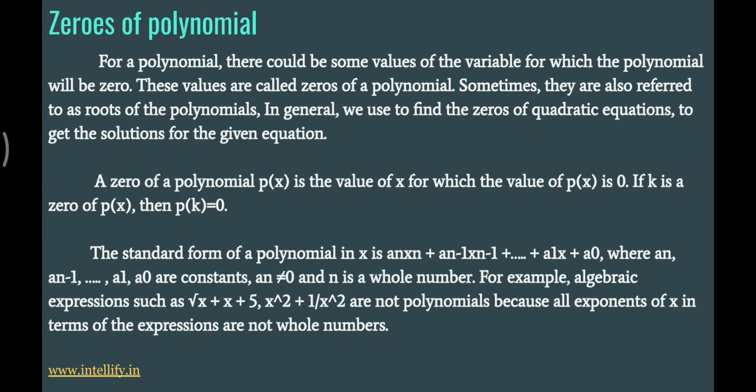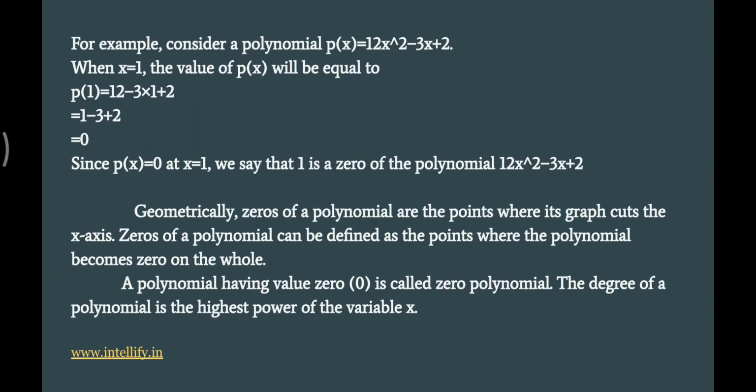For example, algebraic expressions such as root x plus 5 and x square plus 1 by x square are not polynomials, because the exponents of x in the terms of the expression are not all whole numbers. And let's see an example.